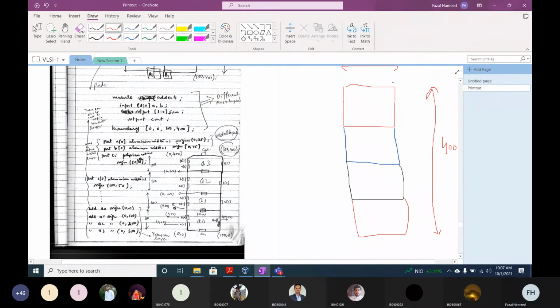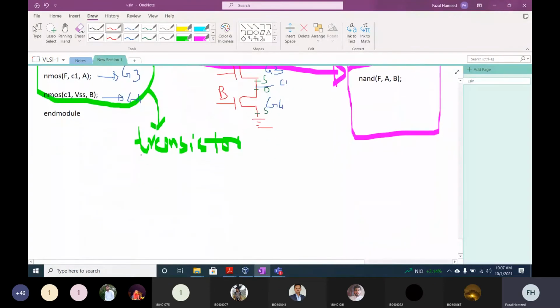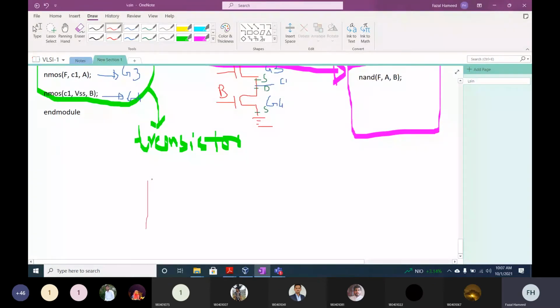Right, sir. Okay. If we define our coordinates, so I'm highlighting it here. We can also define some coordinates. So this coordinate is 0, 0.